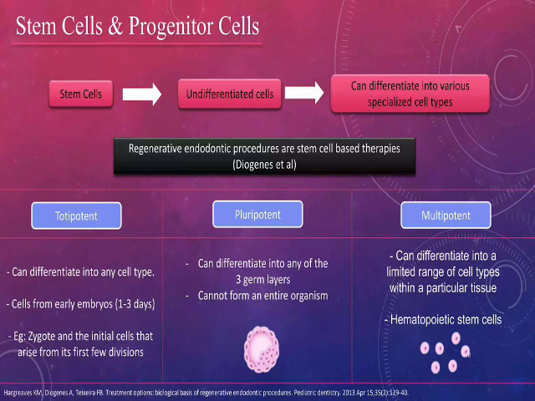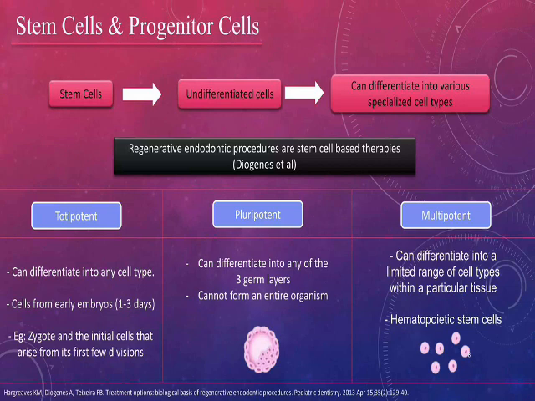Stem cells and progenitor cells. A stem cell is an undifferentiated cell which is capable of differentiating into various specialized cell types. The classification is based on the potency. First is totipotent, which can differentiate into any cell type, for example the zygote. Then pluripotent means it can form any of the three germ layers, but not the entire organism itself.